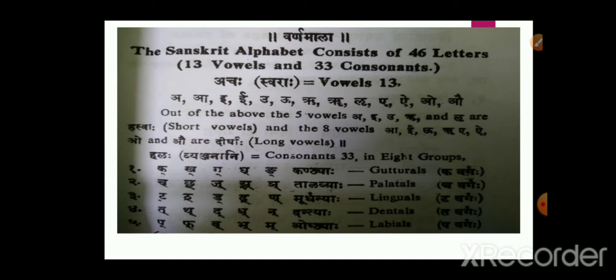Just observe when I am pronouncing the letters. The letters are ta, tha, da, dha, na. So these 5 letters are called as dentals, or Dantyaha. It comes under the group Ta vargaha. This is about the fourth group.